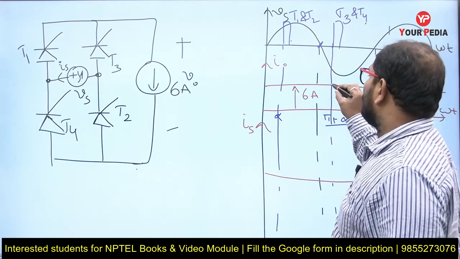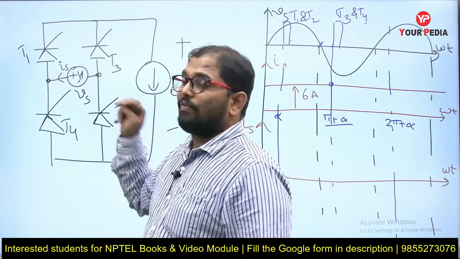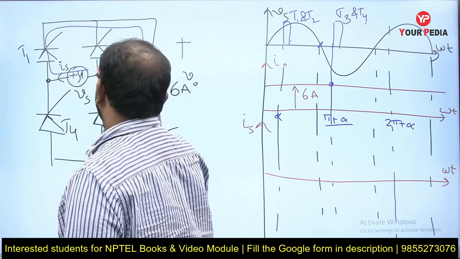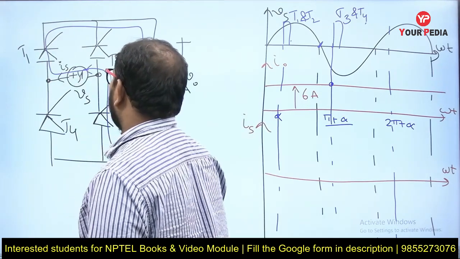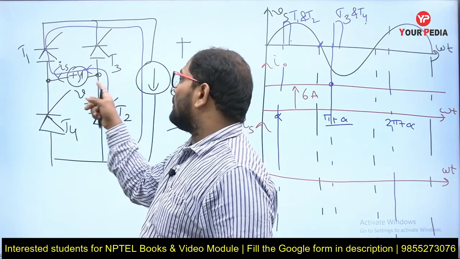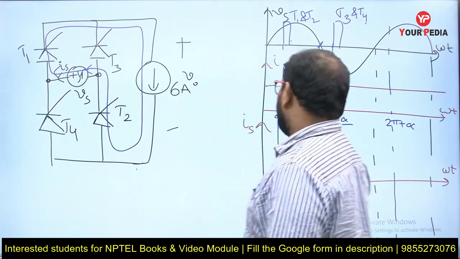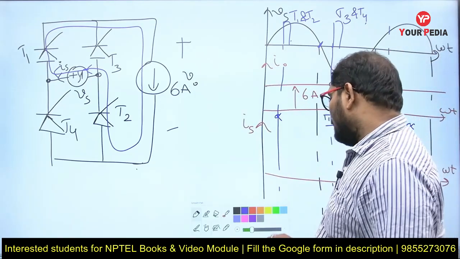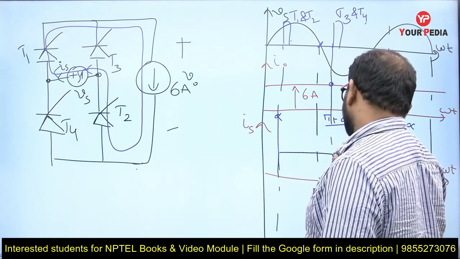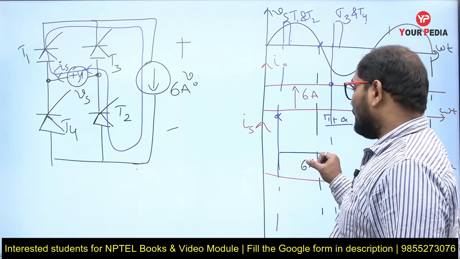So the load current is flowing from the source current. Through which path? When T1 and T2 are turned on, the source current will be like this and the load current will be supplied by the source in this direction. So I can say that source current is equal to load current, because the direction of source current and load current are both in the same direction. So when T1 and T2 are turned on, what happens to the voltage, what happens to the currents? Both load current and source current will be in the same direction. That is the reason you will get 6 amperes of positive value of current here.